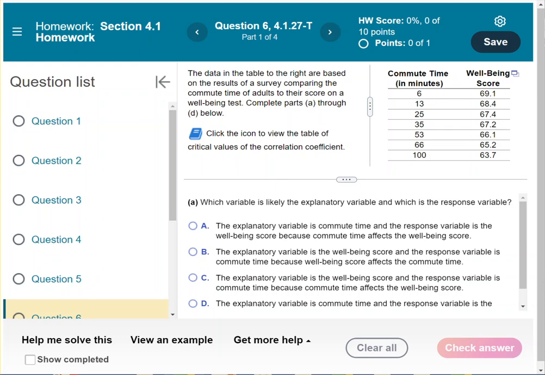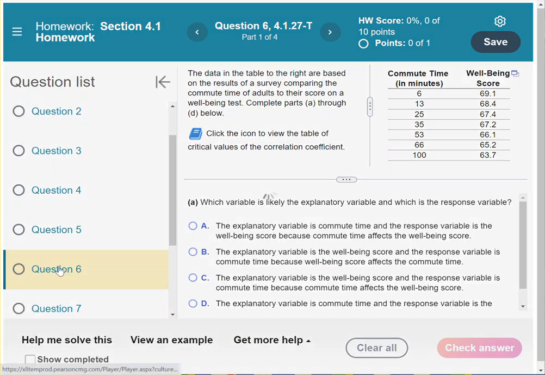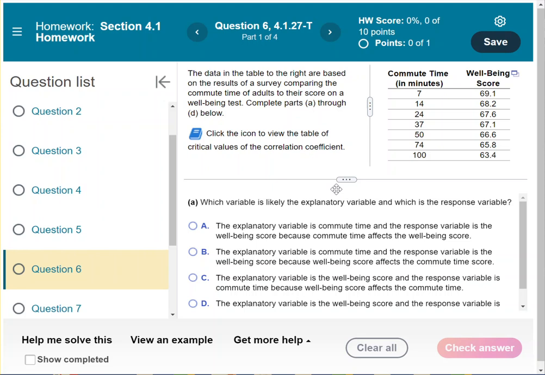Hi, in this video I'm going to go over a couple of homework problems in section 4.1. We will start with number 6. It says here the data in the table to the right are based on the results of a survey comparing the commute time of adults to their score on a well-being test. Complete parts A through D below.